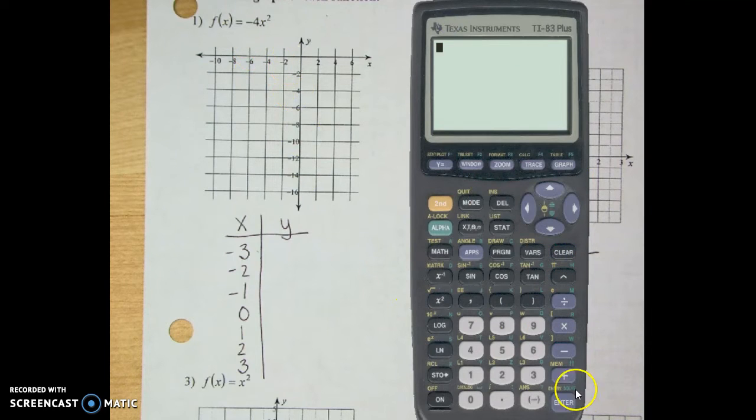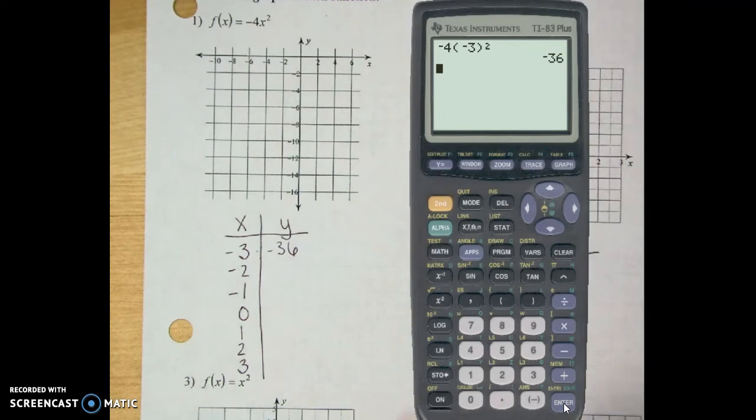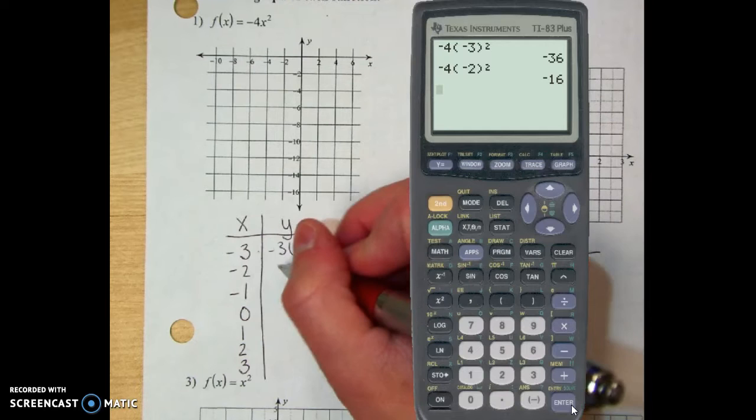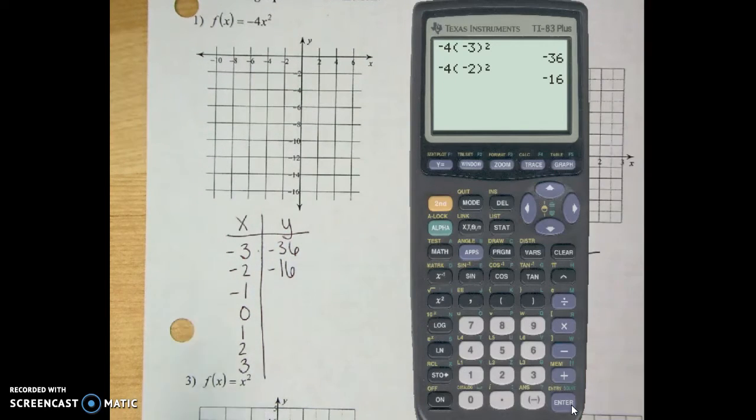Okay, so -4, and then inside parentheses I'm going to put the -3, and then square it. So -36. So obviously I'm not going to be graphing that one, since it's not on the graph. So then -4, and then -2 squared. That's -16. And this graph does go down to -16, so I will be able to graph that one.